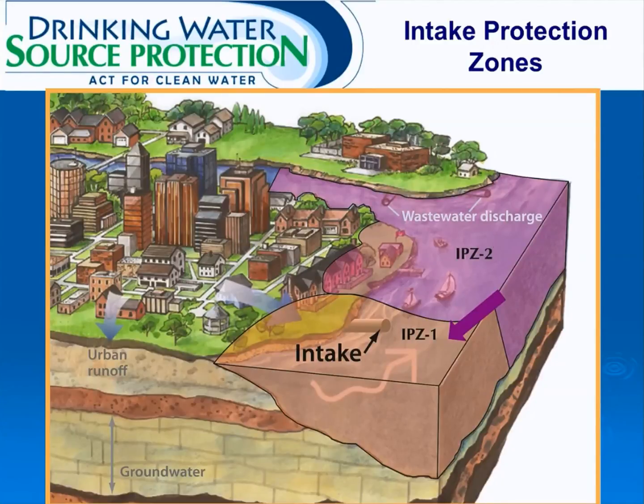Intake Protection Zone 2, or IPZ2, is an area of water that takes no less than 2 hours to travel to the intake pipe. The vulnerability of each area of every intake protection zone was determined based on a number of factors that account for how easily contamination could reach the intake pipe. For instance, an intake that is shallow and adjacent to land uses that could cause pollution is more vulnerable.